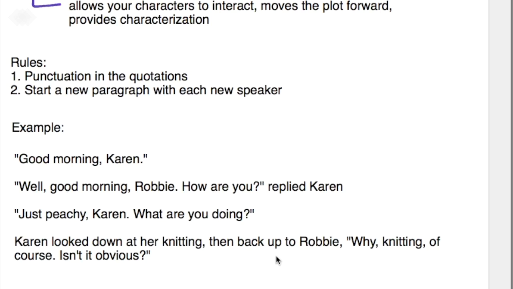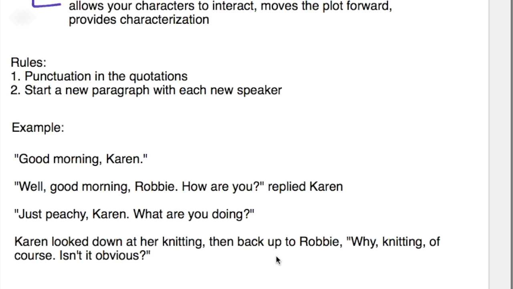Second, start a new paragraph with each new speaker. You say, why, Mrs. Sandine? Why must we do that? The reason behind that is it will make it much easier for your reader to understand who is speaking if you start a new paragraph with each new speaker.